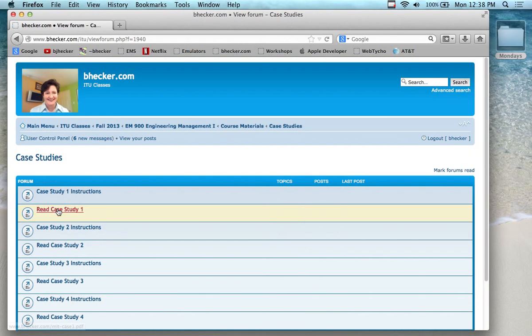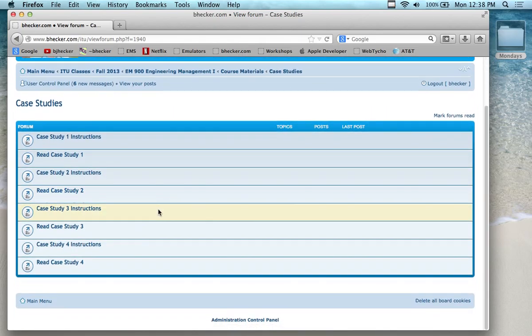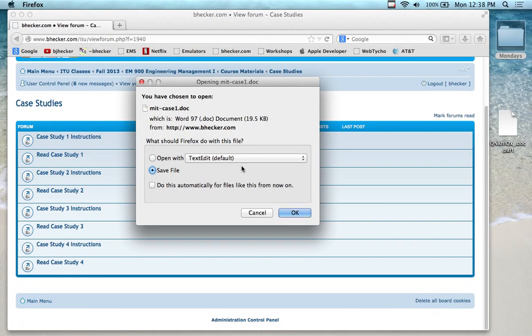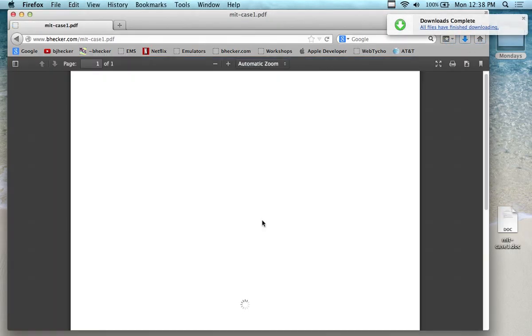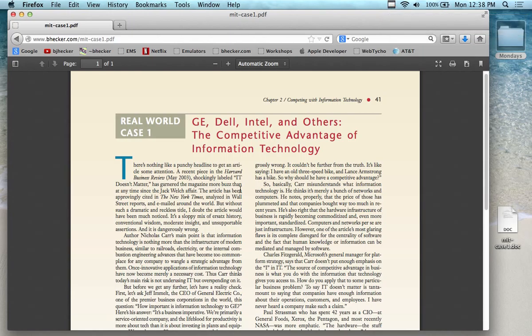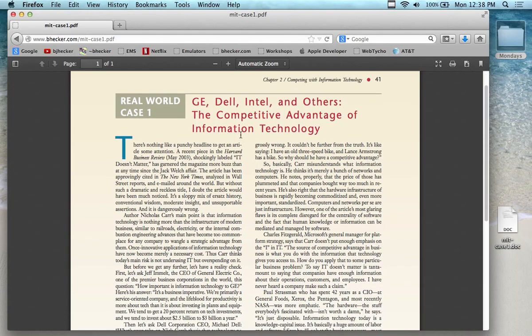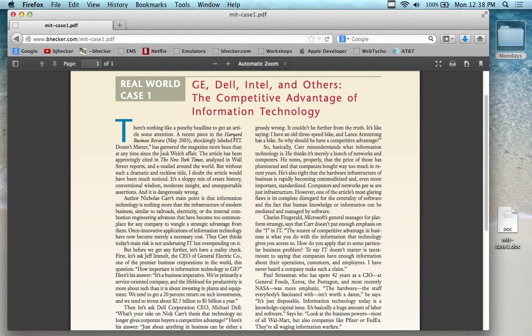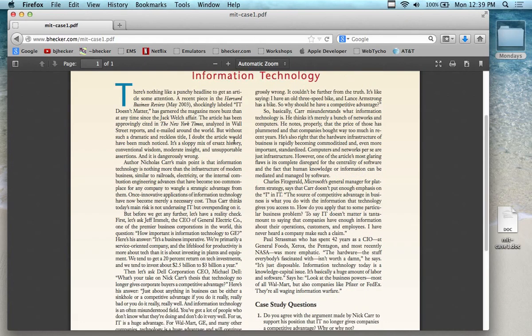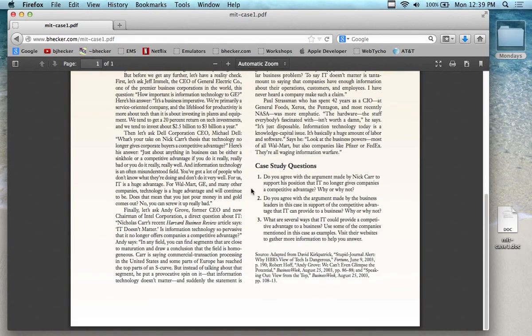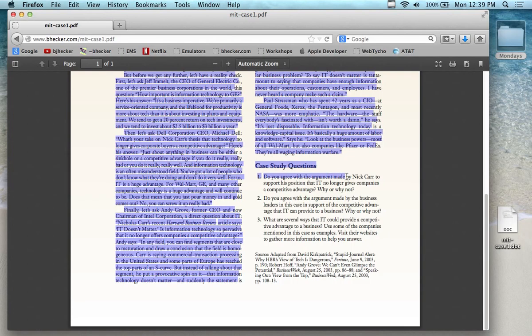Case studies. If you go into the case studies folder, you'll see that we have case study instructions. If you open up the case study instructions, and then click on the one that says read case study, the first one is actually Dell and Intel and GE, competitive advantages of information technology. So it's on the lecture material that I've been going over. So you read the case study, and then at the end of the case study, you see there are these 3 questions. And the 3 questions are way wide open. It says, do you agree with the arguments made?